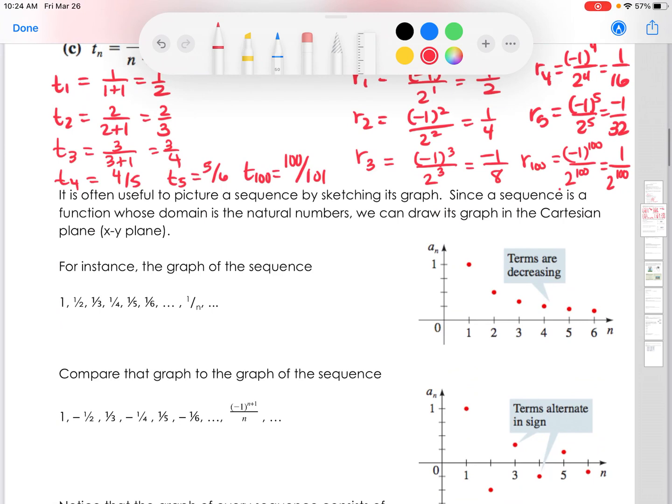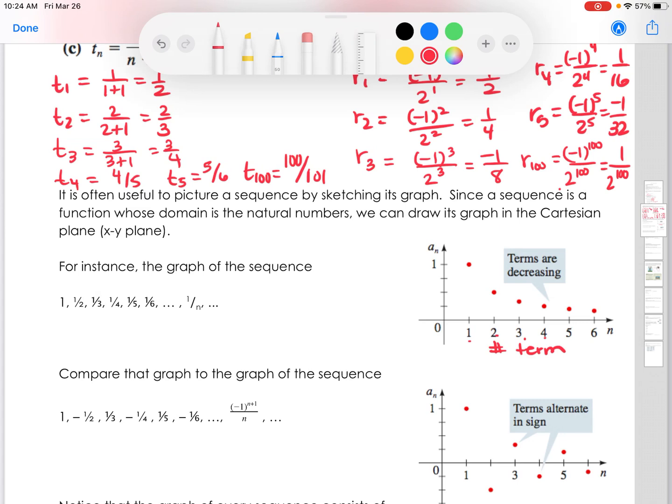Right? It's often useful to picture a sequence by sketching its graph, though. So since a sequence is a function whose domain is the natural numbers, just the ones we're counting with, we can draw it using just the regular xy plane. This is just like what number term we're on. So first term, second term, third term, fourth term, and so on. And then the actual value of the term is on the side.